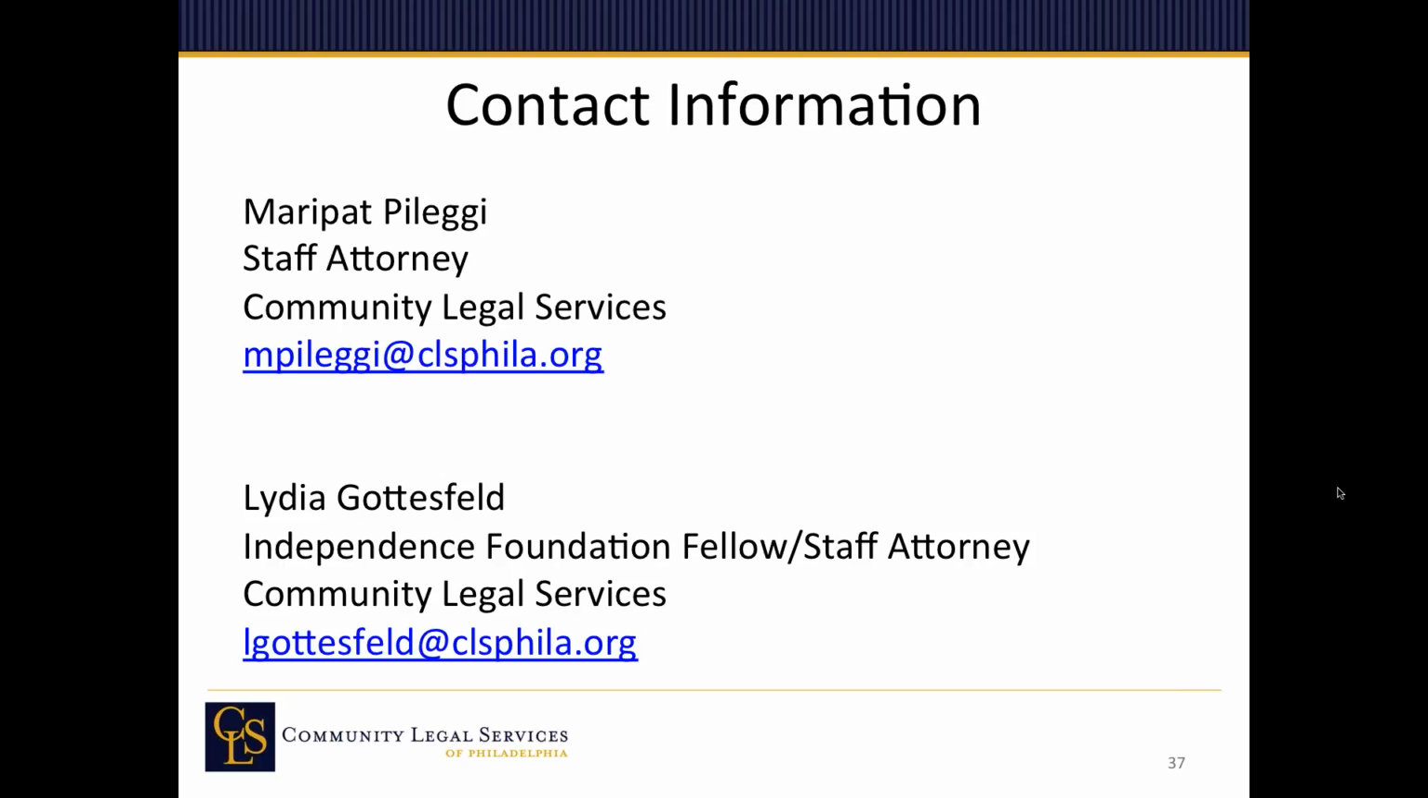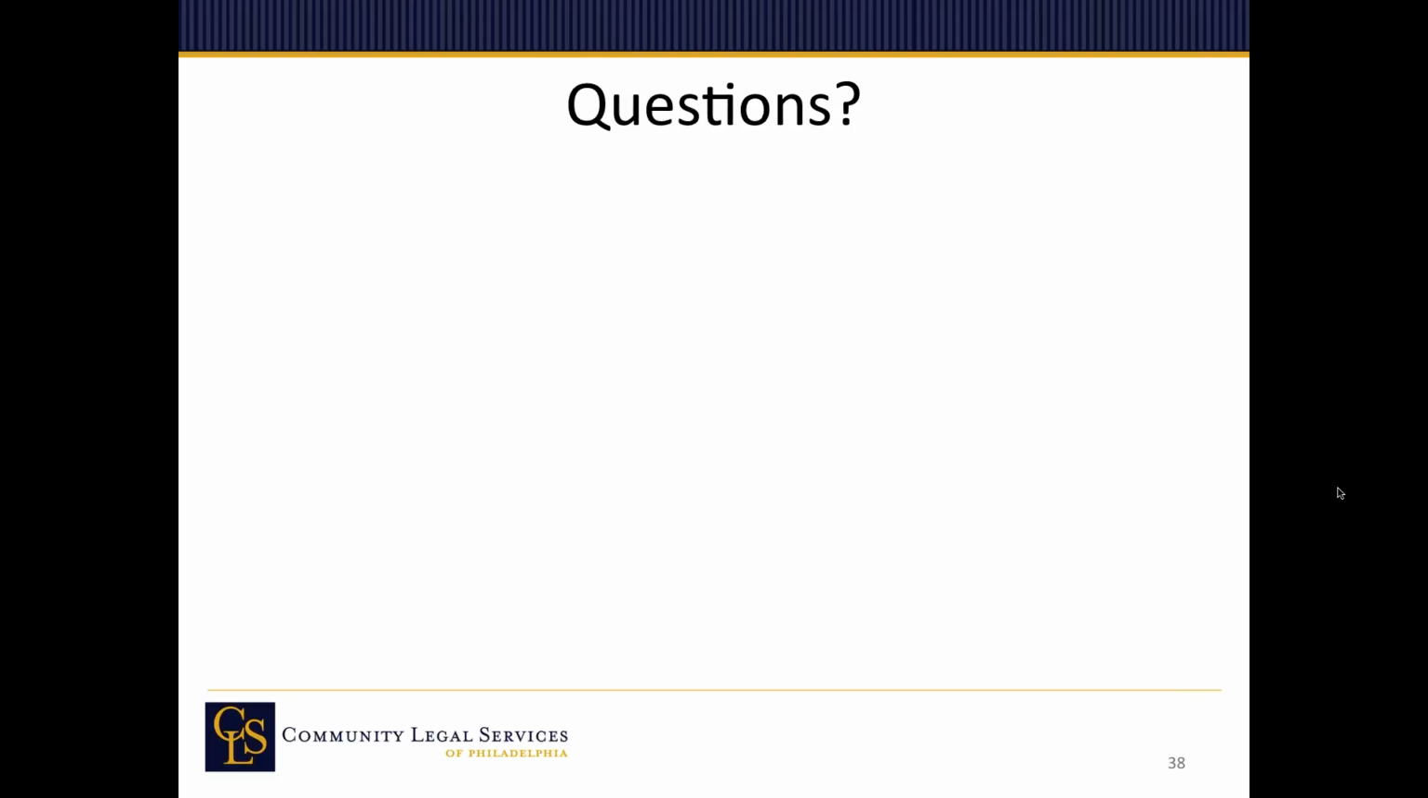The Health Law Project, they do not have income limits, so people do not have to be low income to use the Health Law Project, and they have a phone intake process. There's their phone number there.